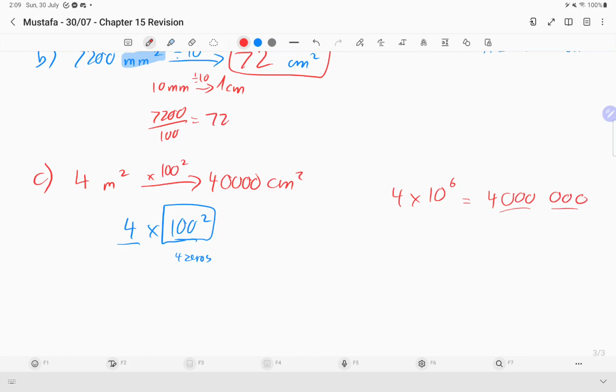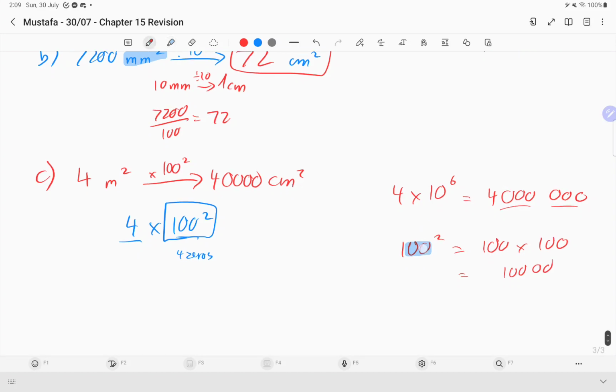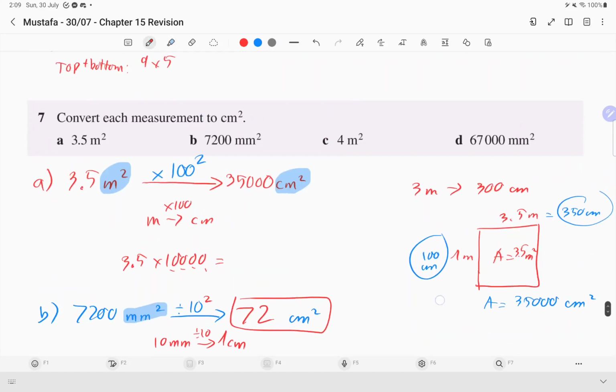So how's 100 squared 4 zeros? 100 squared would be 100 times by 100. Right? So it would be 2 zeros times 2, which is 4 zeros. Okay. Does it make sense? Yeah. Yeah, so you count how many zeros there are in the main number and then you square that, so you just double the number of zeros. Okay. Alright, question D.